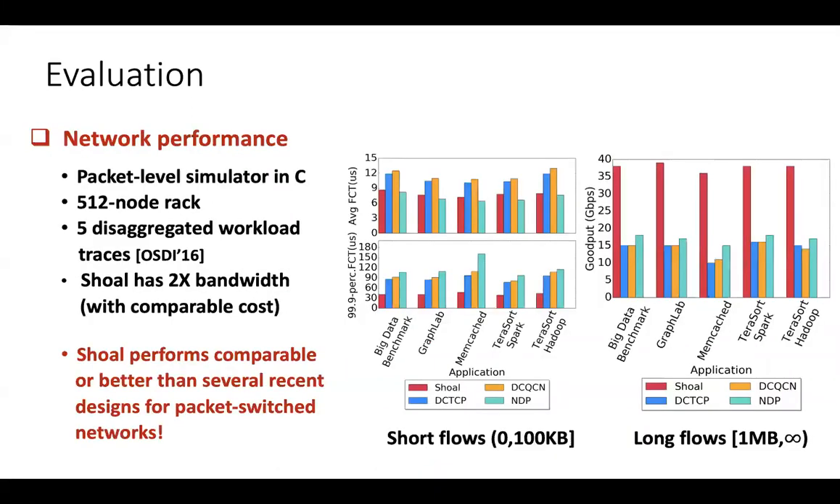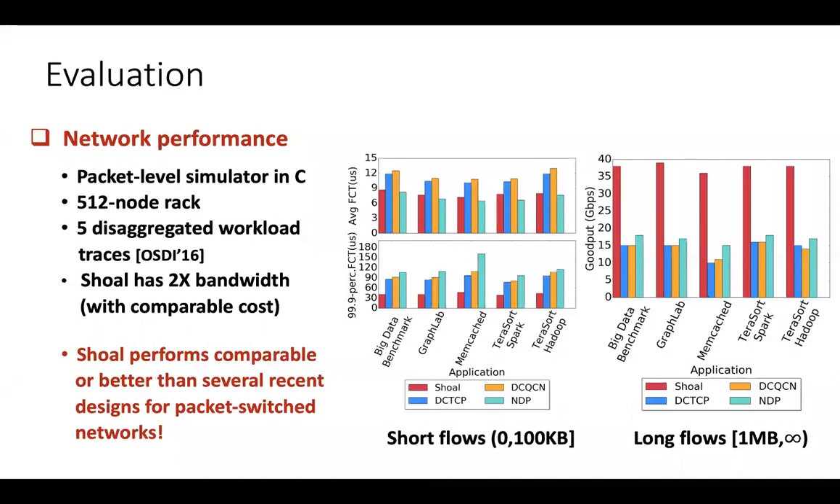In terms of performance, we used a packet level simulator that was written in C and cross-validated with our prototype to run 5 different disaggregated workloads on top of that simulator. And what we were able to show is that for each of those workloads, Shoal performs comparable or better than several recent packet switched network designs. Here, performance is measured in terms of flow completion time or latency for short flows and average throughput for long flows.